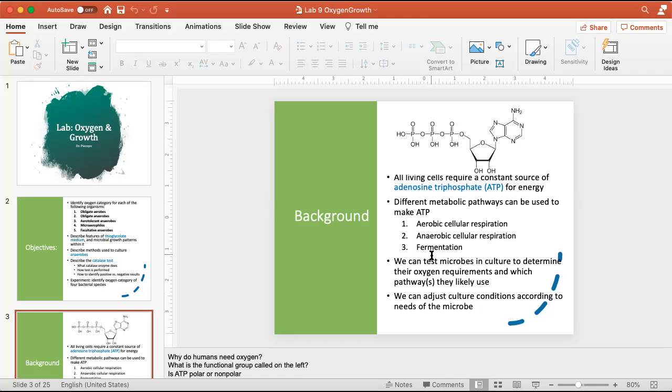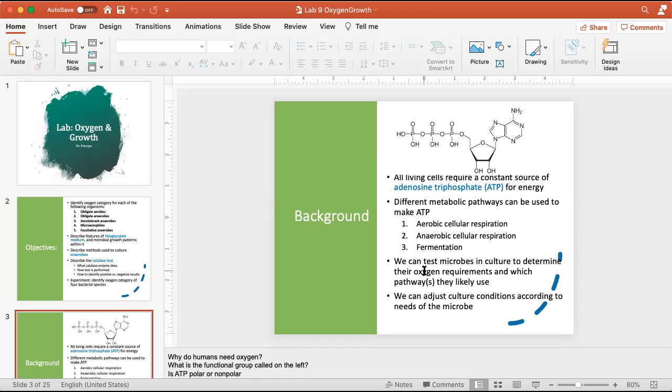We said there are 3 complex metabolic pathways that are used to make ATP in microbes and other organisms. And we can test microbes in culture to see which oxygen category they fall into. And we can do additional tests to determine which of these pathways they're able to use. Now, why would we care about that? Well, number one, it can help us identify a microbe by knowing what kind of metabolism it has.